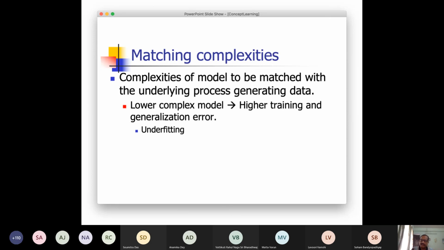So choosing the appropriate complexity of the model is something like this: you try to keep both the training error and the test error, a term I will come to, or validation error, both of them low. That is the indication that your selection of model is more appropriate.